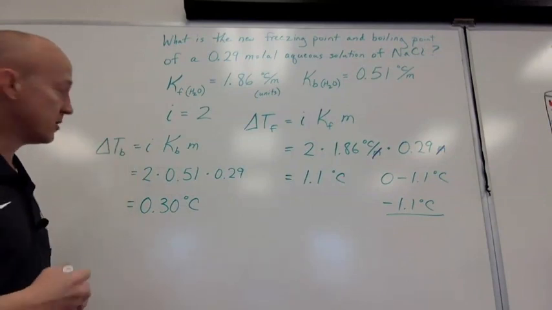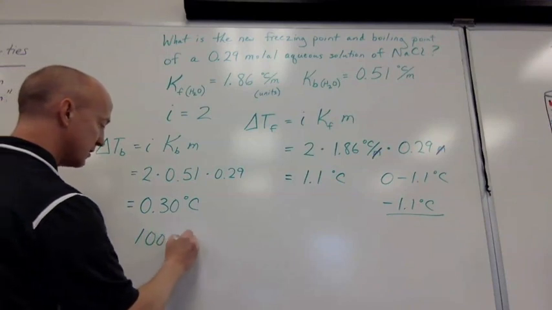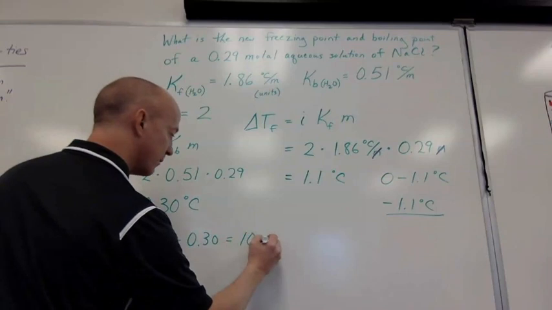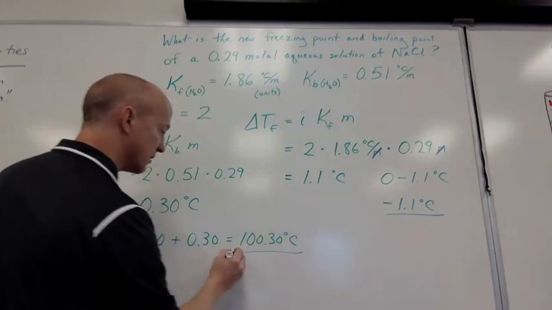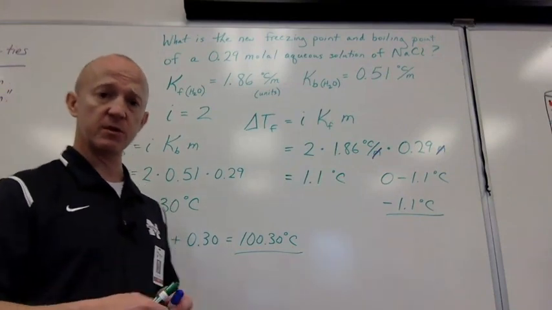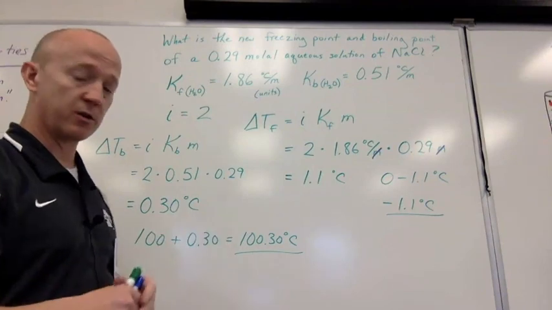That's right, up. So our new boiling point will be 100 plus 0.30, or 100.30 degrees Celsius as our new boiling point. You get it? You see how to do it? Once you have all the units figured out, you're pretty good to go.